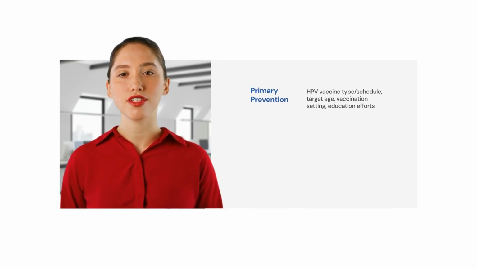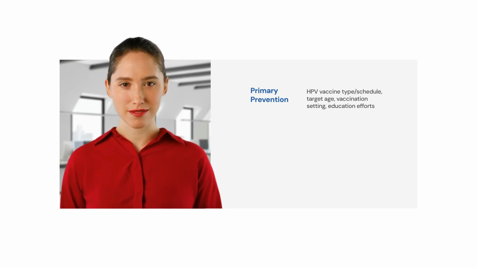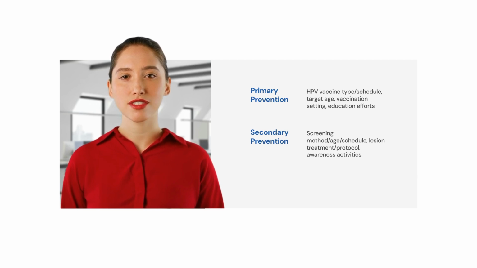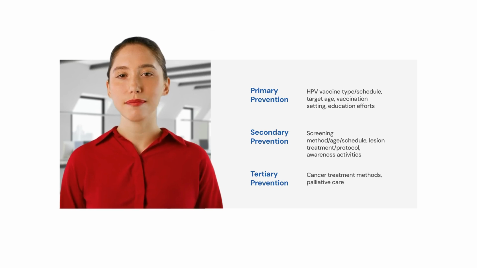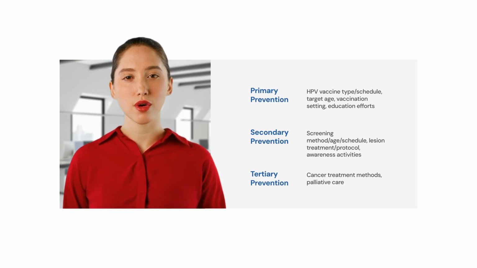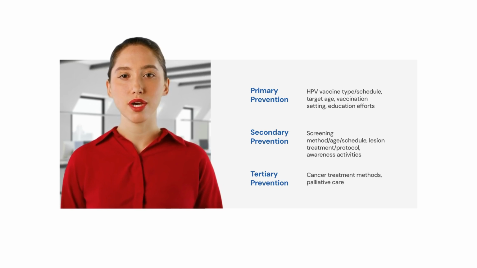The scores were based on primary prevention: HPV vaccine type or schedule, target age for HPV vaccination, where the vaccination happens, and education efforts. Secondary prevention: screening method, target age for routine screening schedule, lesion treatment method, lesion treatment protocol, and awareness-raising activities. Tertiary prevention: cancer treatment methods and palliative care approach. Each policy element got 1 point, with total scores for each country ranging from 0 to 12.